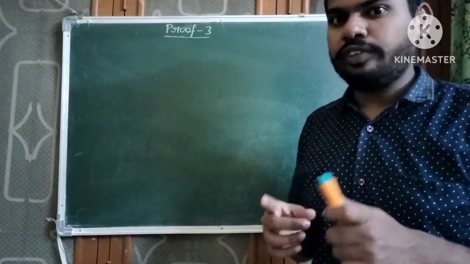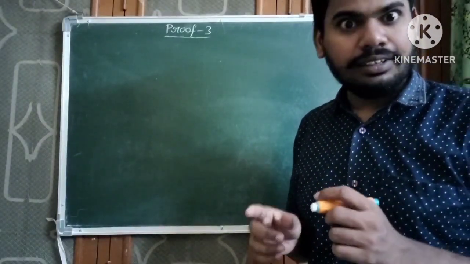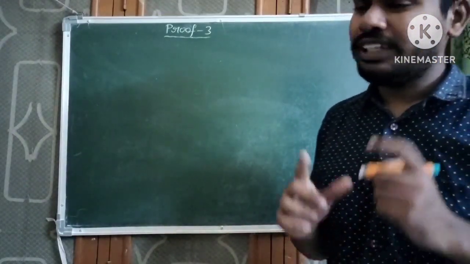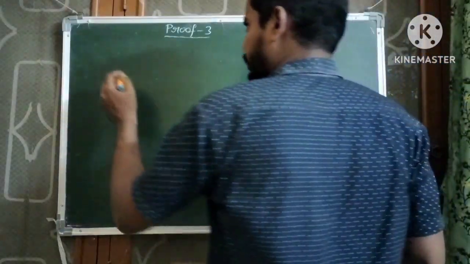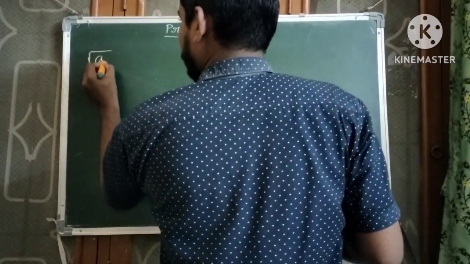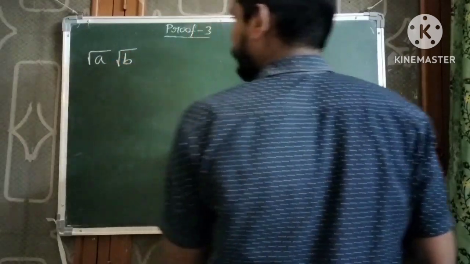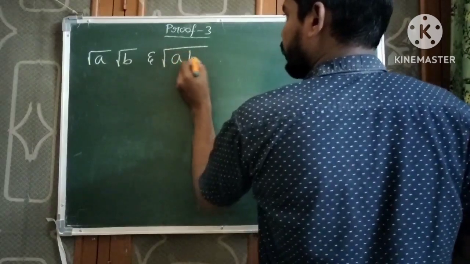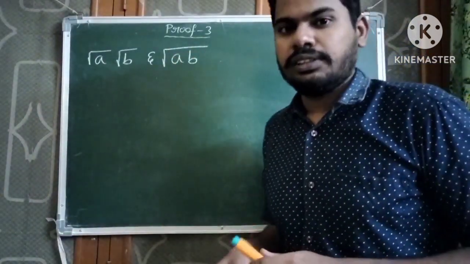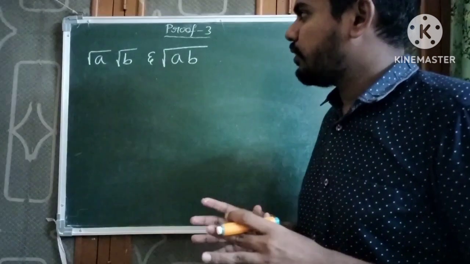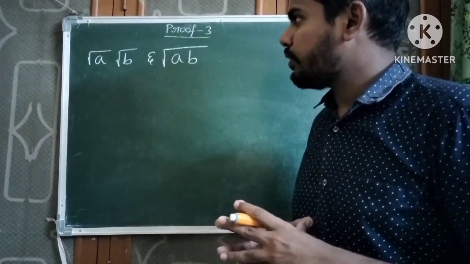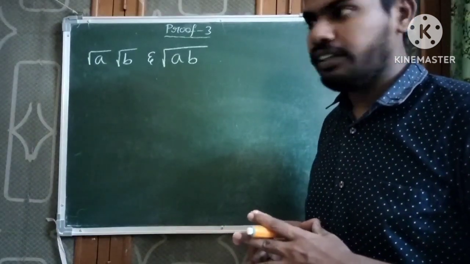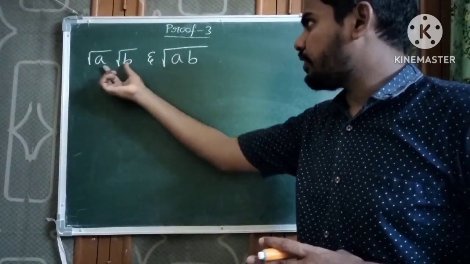So next, proof number 3, very important proof. What is the relationship between root A into root B and root over AB? What is the relationship between root A and root B and root AB? Root A into root B and root AB. What is the relationship between these two?